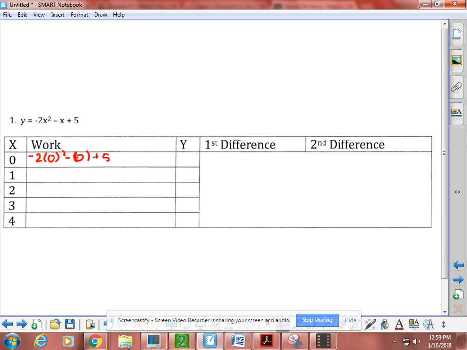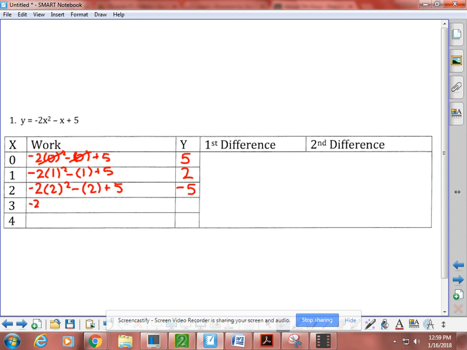Okay, so negative 2 times 0 squared. Well, 0 squared is 0, so that's going to become 0, and our y value is going to be 5. Plugging in 1, negative 2 times 1 squared minus 1 plus 5. Remember that you need to do your squaring first, so 1 squared is 1 times the negative 2. And you're going to get 2 for your answer to this one. Plugging in 2. Negative 2 times 2 squared minus 2 plus 5 is going to give us negative 5.